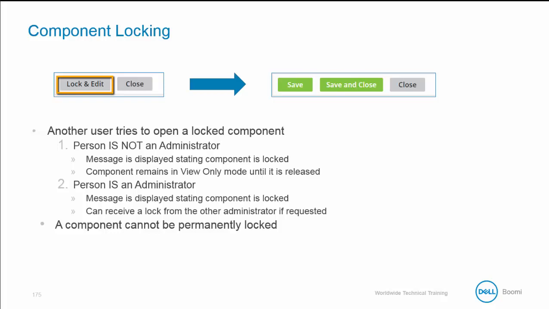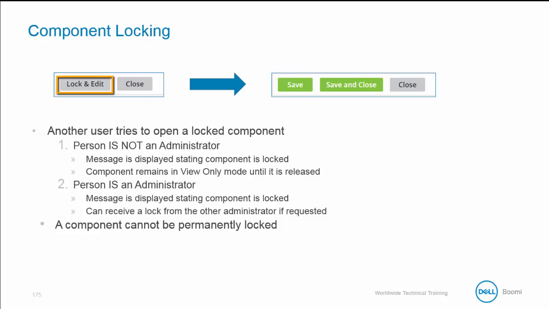If another user opens the component while you have it locked and he tries to lock and edit, one of the following will occur. If he does not have the administrator role, he sees a message showing that you have the component locked. He can view the component in read-only mode, but he cannot save changes until you have saved and closed the component, which releases the lock. If he has the administrator role and he sees a message showing that you have the component locked, he can receive the lock from you to modify and save the component, or he can click Cancel and view the component in read mode. An administrator can only receive the lock from another administrator.